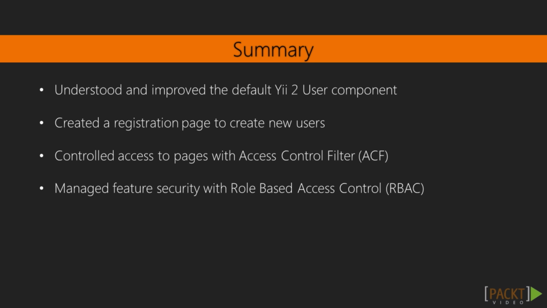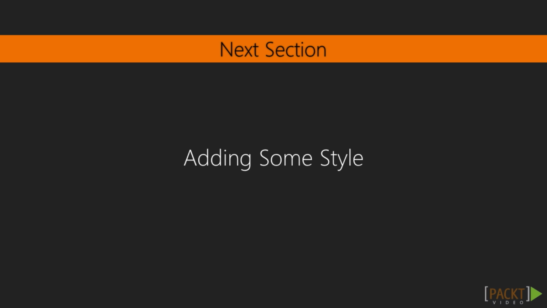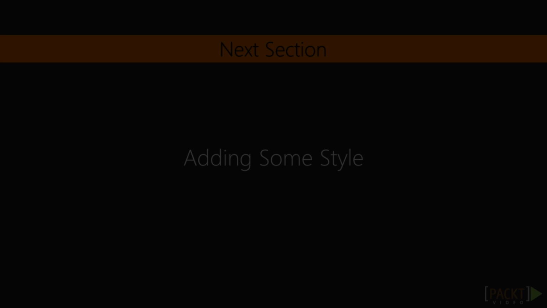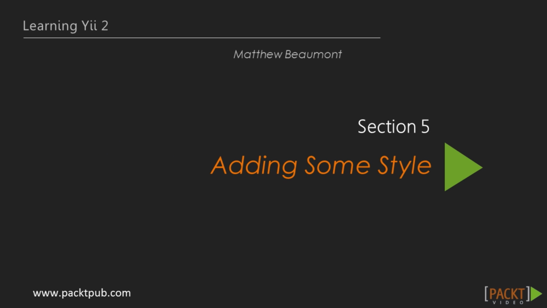Now, we understand the basics of RBAC, which is the final piece of the user component in our application. We already learned how to configure and create users, make them more secure, and then control their access to controller actions. In the next section, we'll try to spruce up our application by looking at some of the front-end features of Yii. This is section 5 of Learning Yii 2, which is called Adding Some Style.